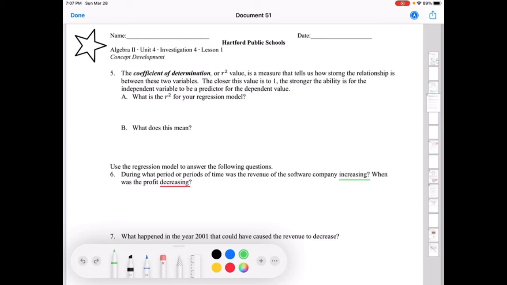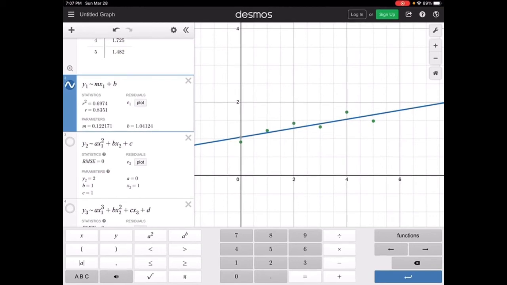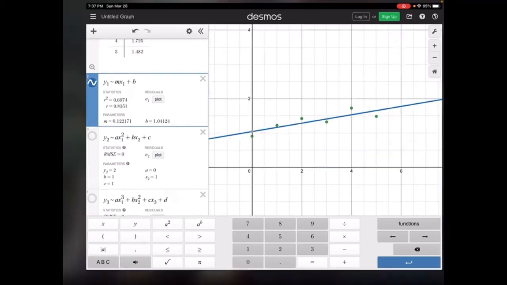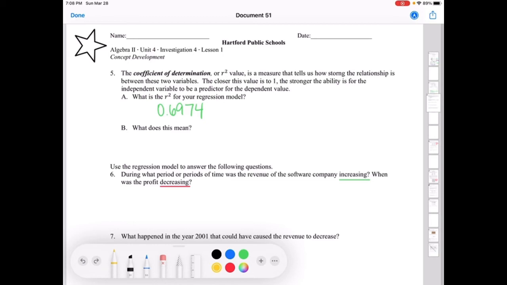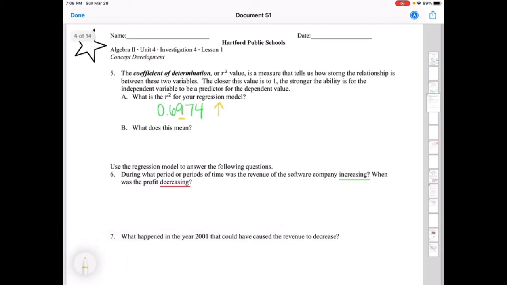So it's asking, what is the R squared for your regression model? And if you actually go to your Desmos, they'll tell you what that R value and R squared value is. So here they're asking us for R squared, and we're going to give them 0.6974. So it asks us, what does that mean? Well, if we were to round this up, this 9 would round the 6 up to a 7, so we'd have 0.7. This is closer to 1 than it is to 0. So that means it has a pretty strong ability for the independent variable to be a predictor of the dependent variable.